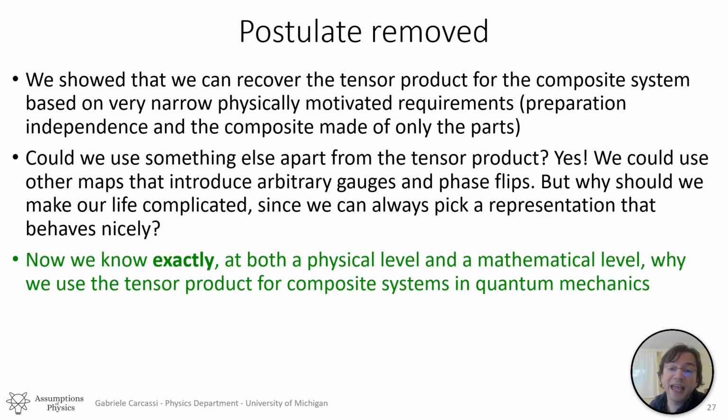Now, could we use something else instead of the tensor product? Yes. We could use other maps that introduce arbitrary gauges and phase flips, and they are nonlinear and they're a mess. But why should we make our life complicated? So we'll pick the representation, the thing that behaves nicely, and that's the tensor product. It's the only linear thing that is going to satisfy that requirement. So now we know exactly, both at a physical level and a mathematical level, why we use the tensor product in quantum mechanics to represent a composite system.